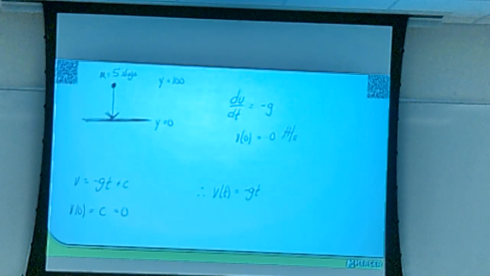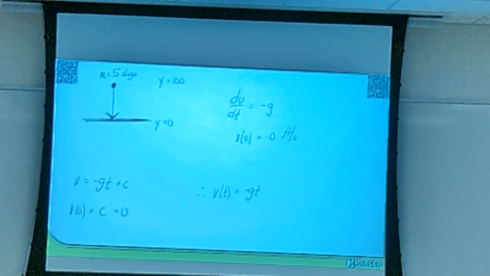What's g, by the way, for this problem? What's the units for that? Oh, that's weird. It's 32.2. So about 32 feet per second squared. Yeah, I'm just going to leave it as little g.